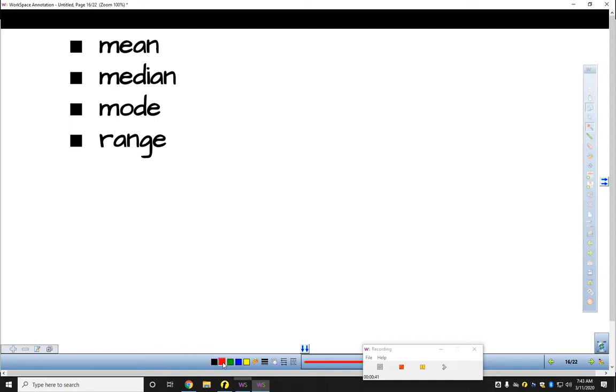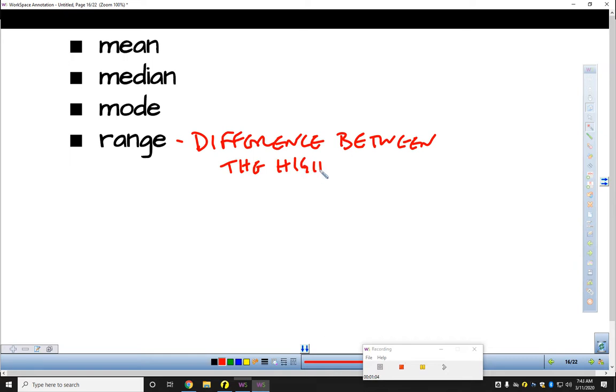So in any given data set, you can find a number of things, including these four important measurements. The range, if I start at the bottom, the range is the difference between the highest and lowest. So if you took the largest and the lowest piece of data and you subtracted them, you would get the range.